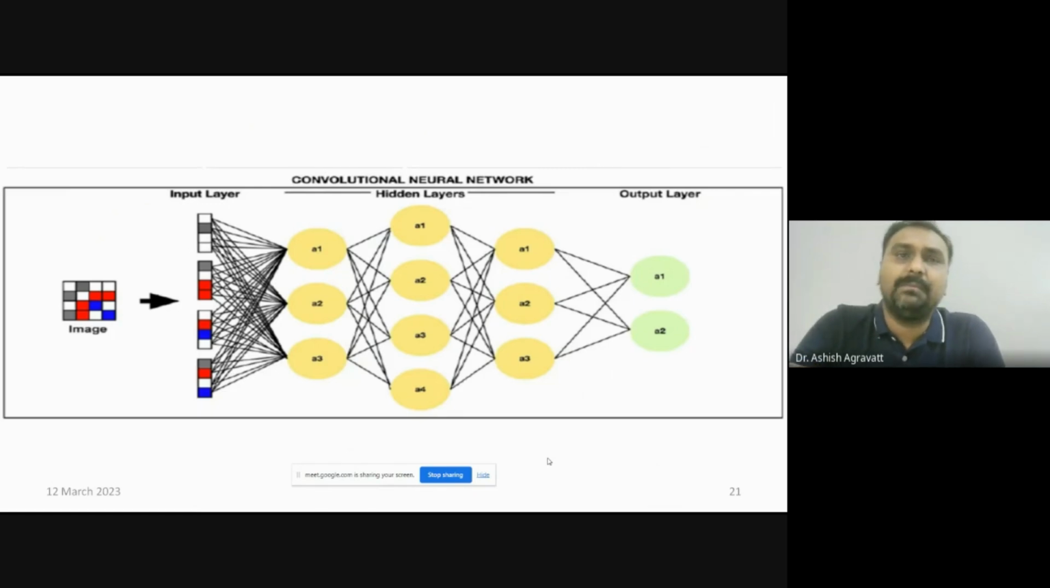This is a type of deep learning where our image is divided further and goes to the hidden layers, and ultimately they get the output. So it is mainly this convolutional neural network, a type of deep learning, that is used mainly in radiology, pathology, and hematology.